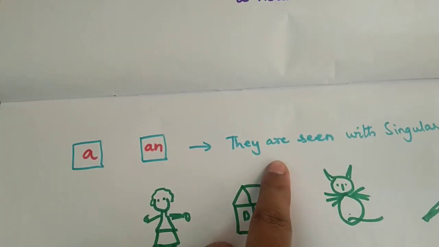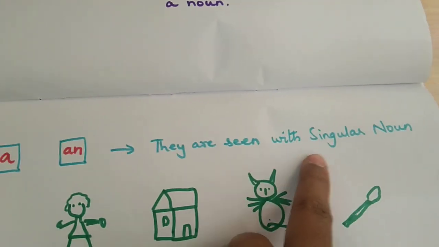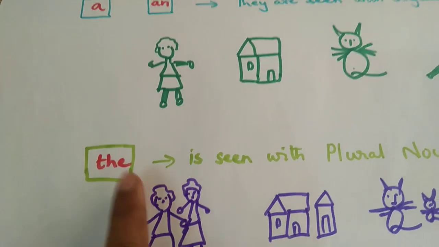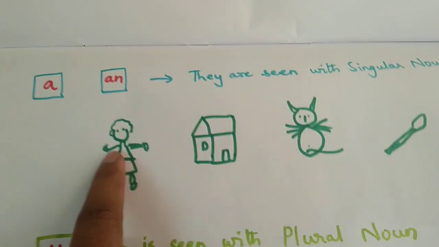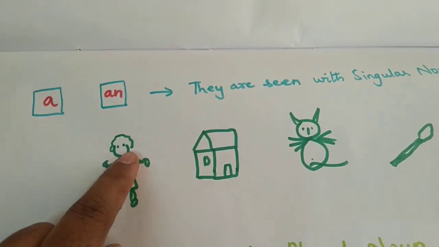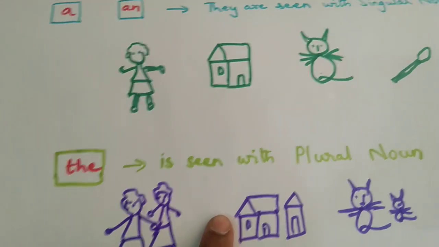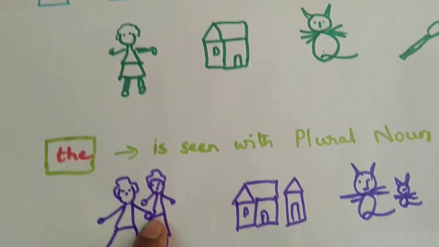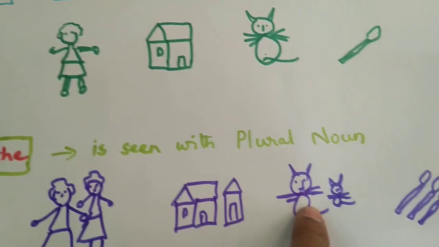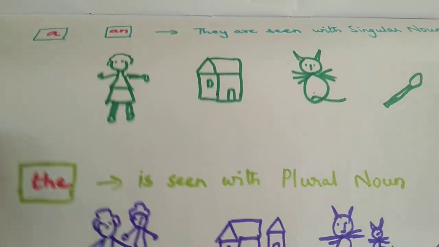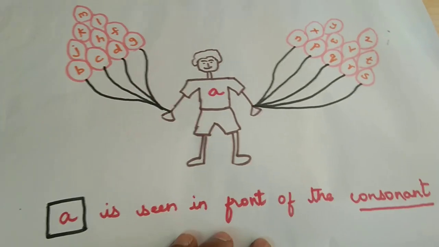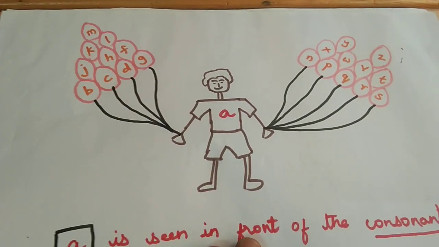Generally a and an are seen with a singular noun, and the is seen with the plural noun. With a singular noun, you can say a girl, a house, a cat, a spoon. And with a plural noun you will say the girls, the houses, the cats, the spoons. Next we have where do you use a and the.